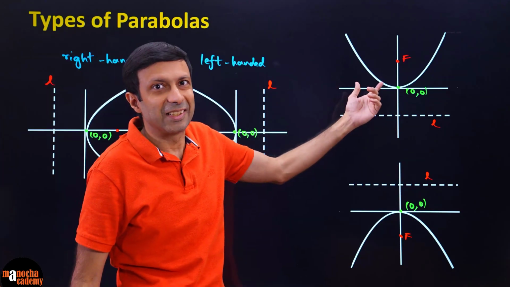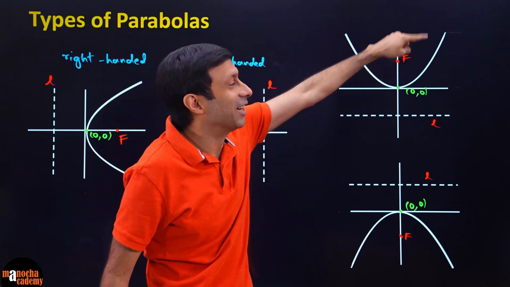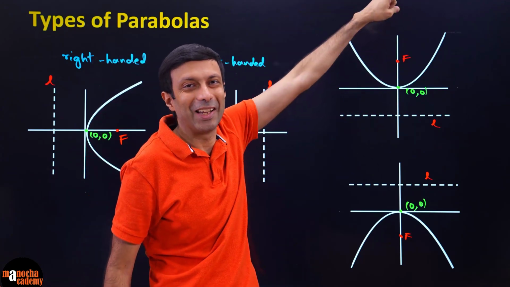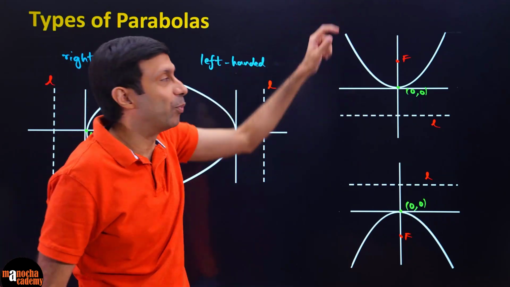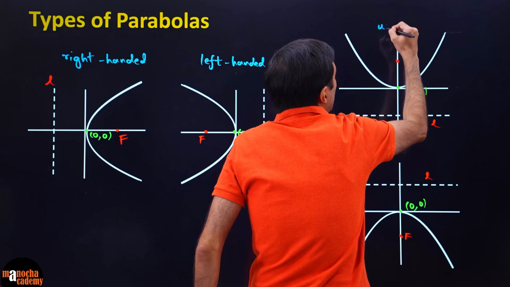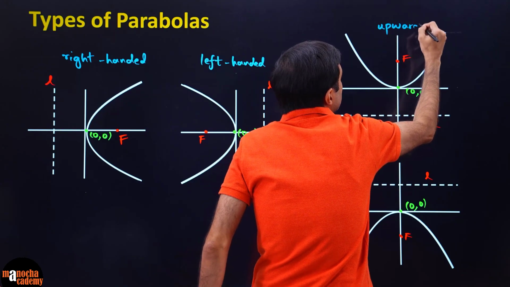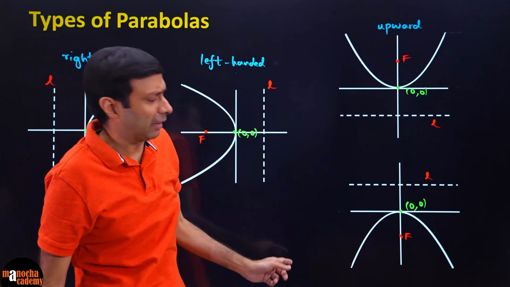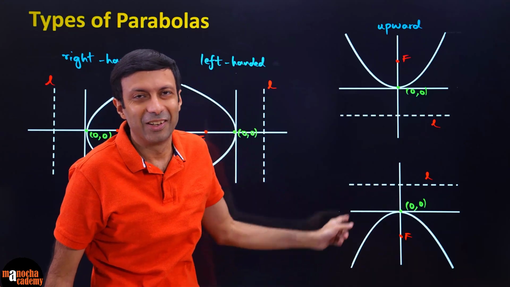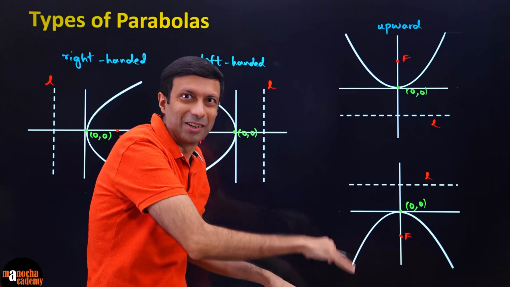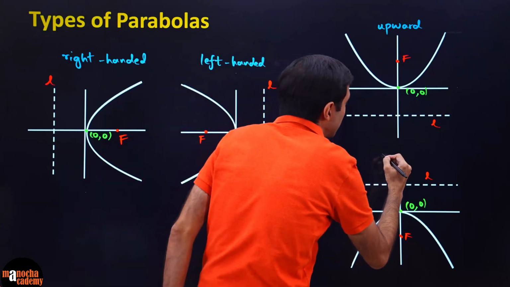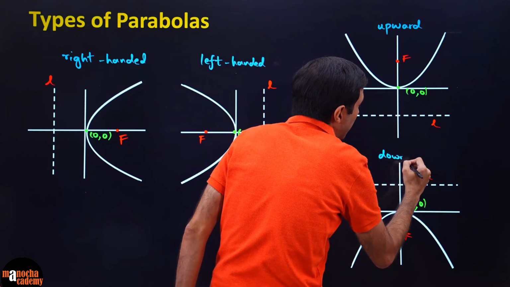Now what about these? This parabola, which looks like a smile, is the upward parabola because its curve is upwards. So this is called, note it down, the upward parabola. And this parabola, which looks like a sad frown, is looking downwards. So this is called the downward parabola.